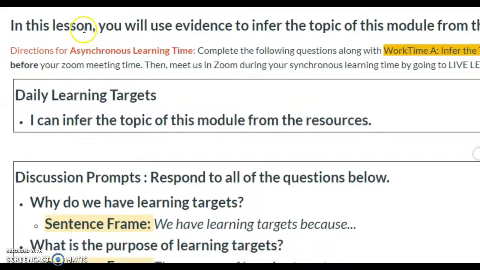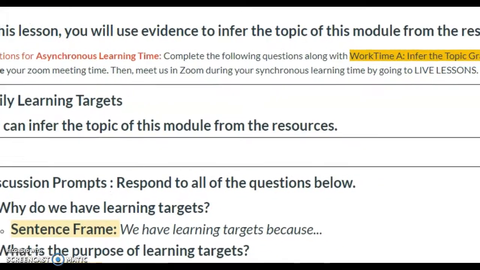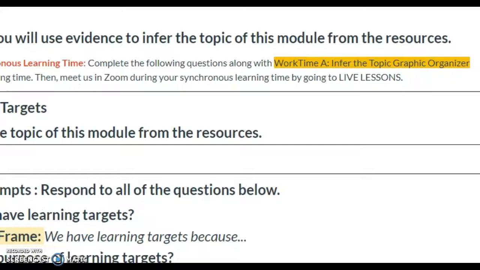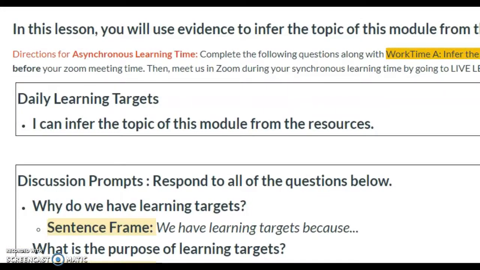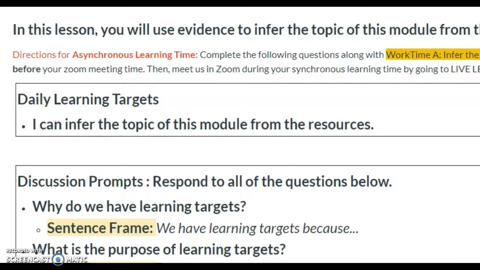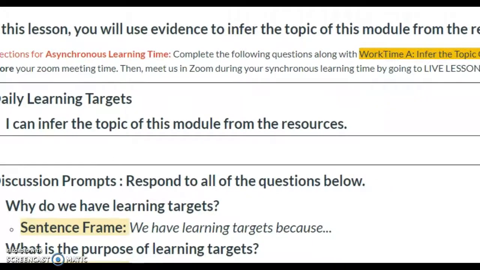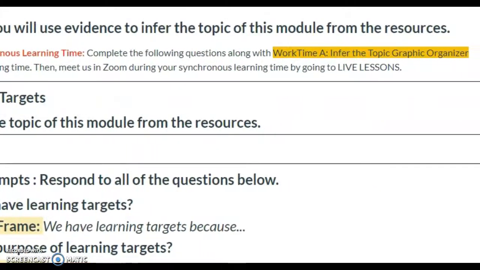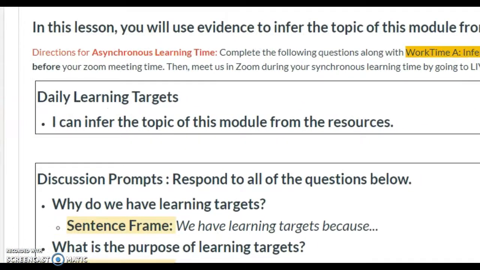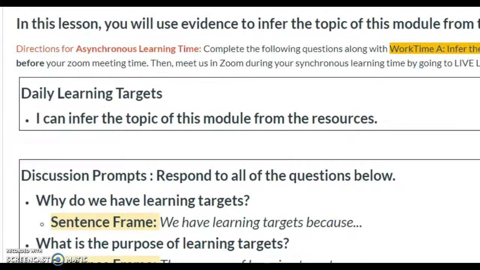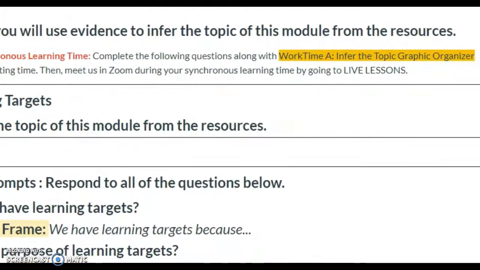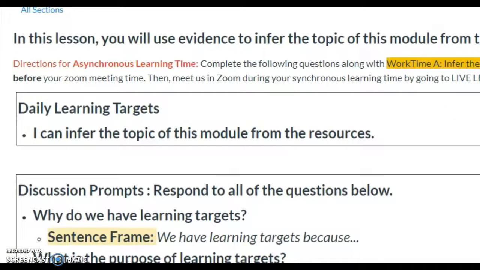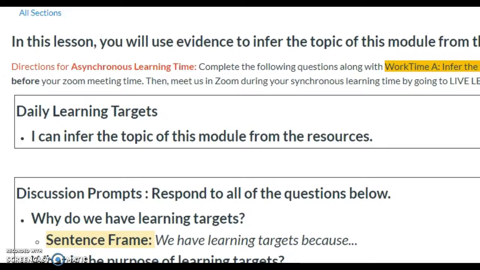So this one says, in this lesson, you will use evidence to infer the topic of this module from the resources. Directions for asynchronous learning time, that would be on your own before you come to class: Complete the following questions along with Work Time A, Infer the Topic graphic organizer, before your Zoom meeting time. Then meet us in Zoom during your synchronous learning time by going to Live Lessons. By now, you guys have gotten really good at going to your Zooms on time. So now you need to make sure to complete the work ahead of time.